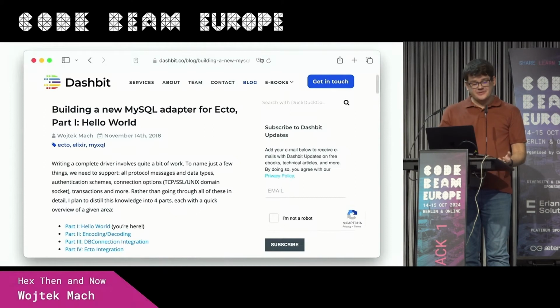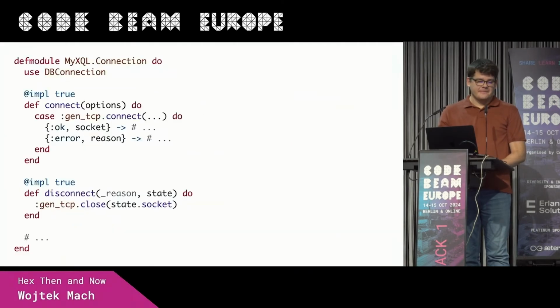When I first joined Dashbeat, one of my first projects was writing a new MySQL adapter for Ecto. And whenever we have Ecto adapters, we use the DB connection library by James Fish. DB connection gives us callbacks to implement, and it handles all of the hard stuff, which is queuing, queries, and doing all of the process management.